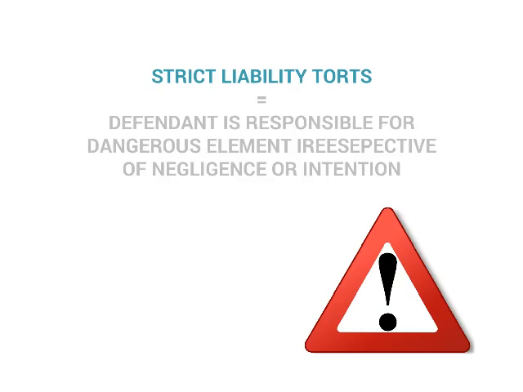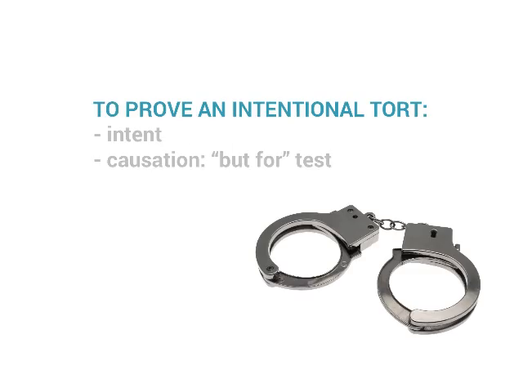Alternatively, if the victim is unable to establish either an intention or negligence as regards the act of the defendant, in certain limited circumstances, an action may be brought under the heading of strict liability. To succeed in an action under this heading, it is necessary to show that the harm resulted from the defendant possessing an element so dangerous that he is responsible for any resulting damage, despite the lack of intention or negligence on his part. Now let's look at the area of intentional torts.